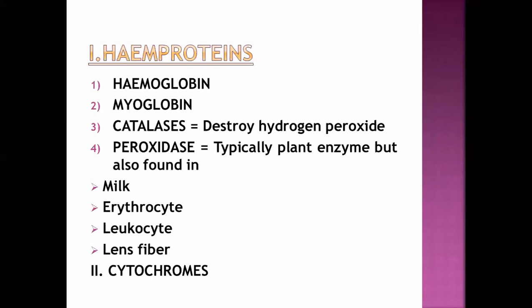What is the peroxidase? It is typically a plant enzyme, originated from plants, but this enzyme is also found in milk, erythrocyte, leukocyte, and lens fiber of the animals. Peroxidase is commonly obtained from plants, but it is a heme protein in enzymatic form. It is found in four important locations in animal species: milk, erythrocyte, leukocyte, and lens fiber.